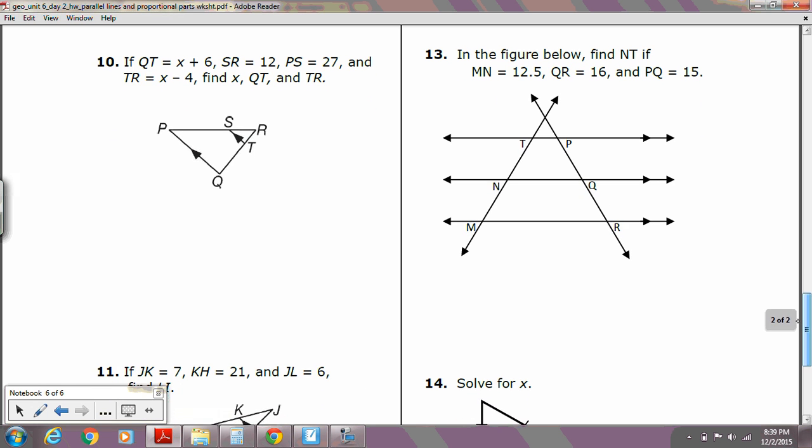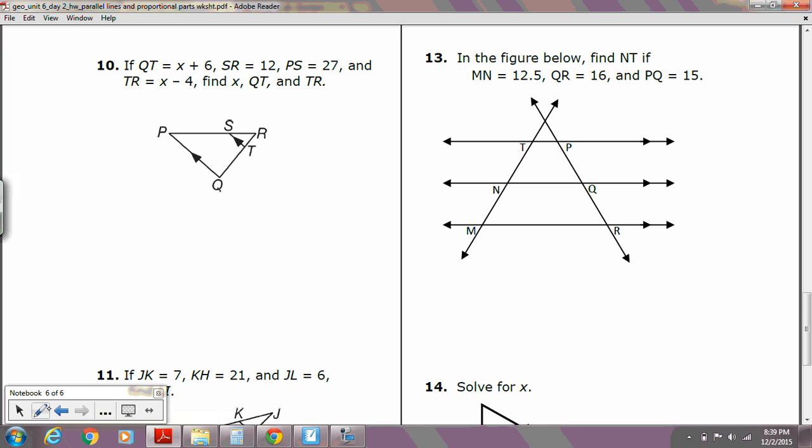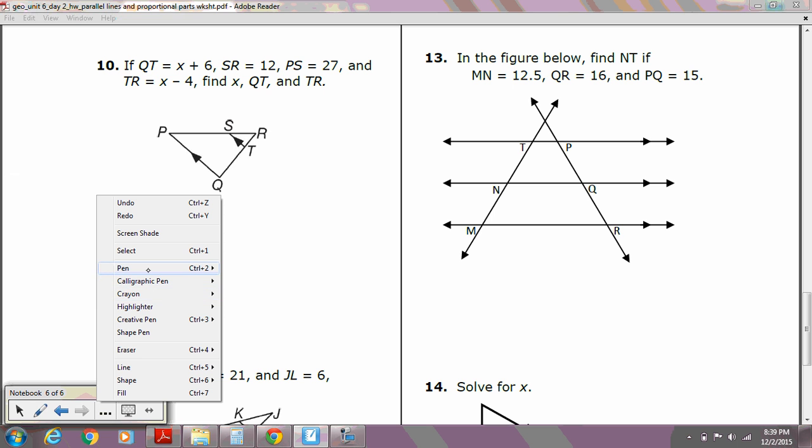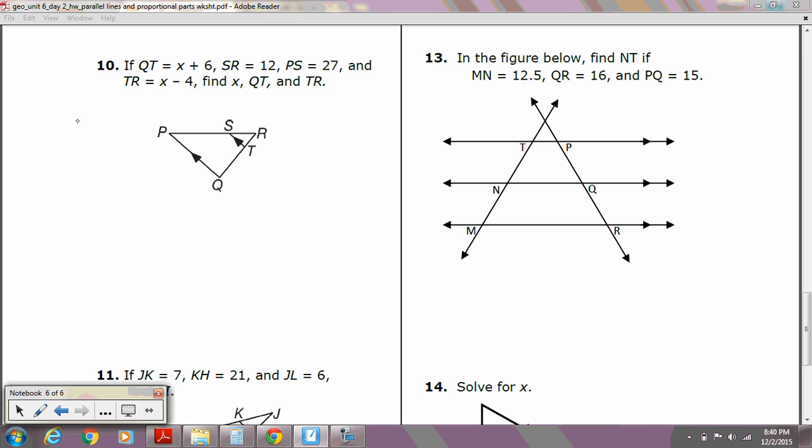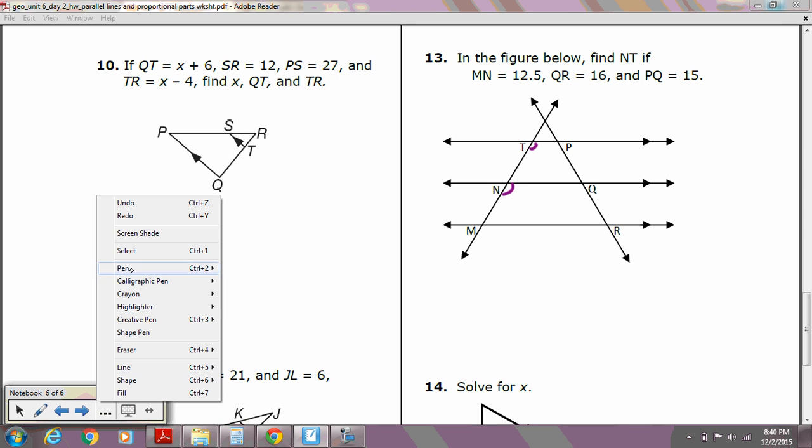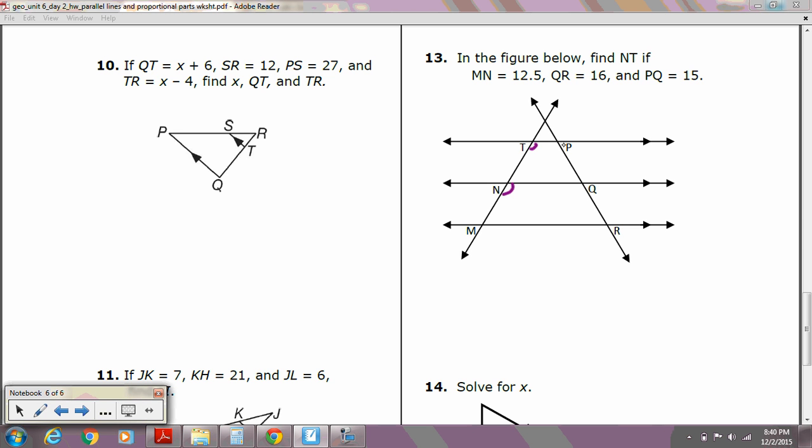All right. On number 13, let's go ahead and label some of the angle pair relationships first. We have three parallel lines on this picture, forming two trapezoids, TPNQ and NQMR. So those are the two trapezoids. So there's four sets of angles that are congruent. So we have T congruent with N here. We have P congruent with Q here.